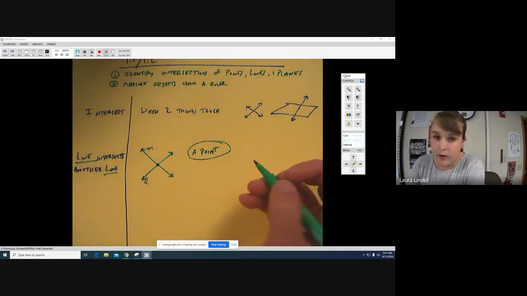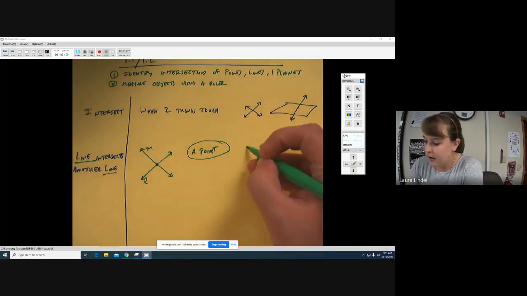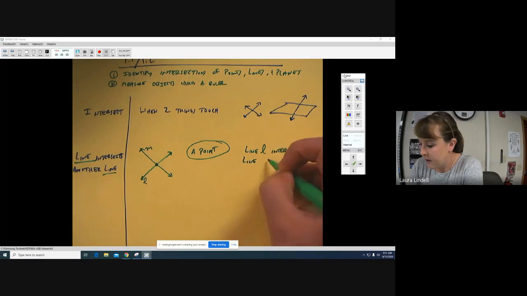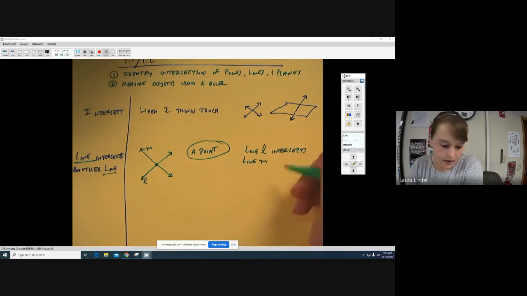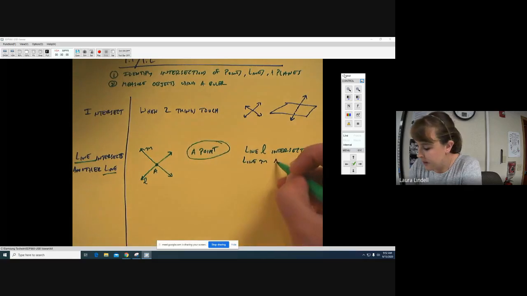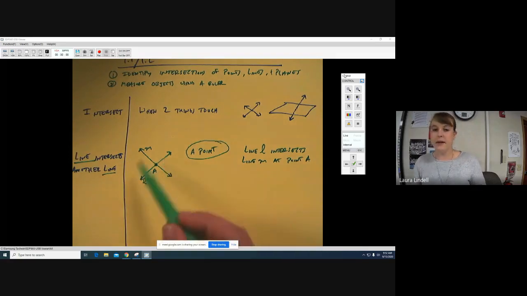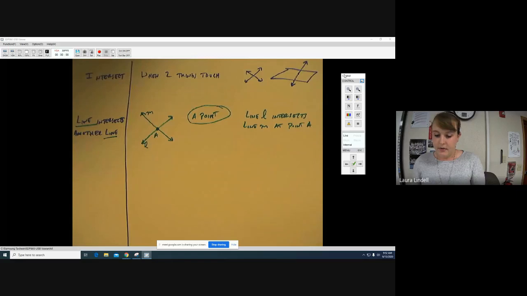And then if we were going to talk about this using words, we would say line L intersects line M at point A, and we'll call this point A. So that's how we would describe this picture. Okay. So that's what happens when a line intersects another line. Next thing we've got is when a line intersects a plane.